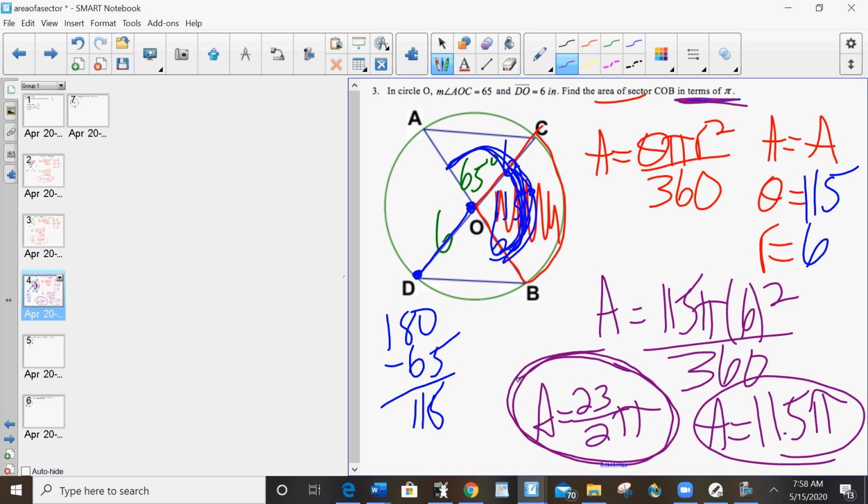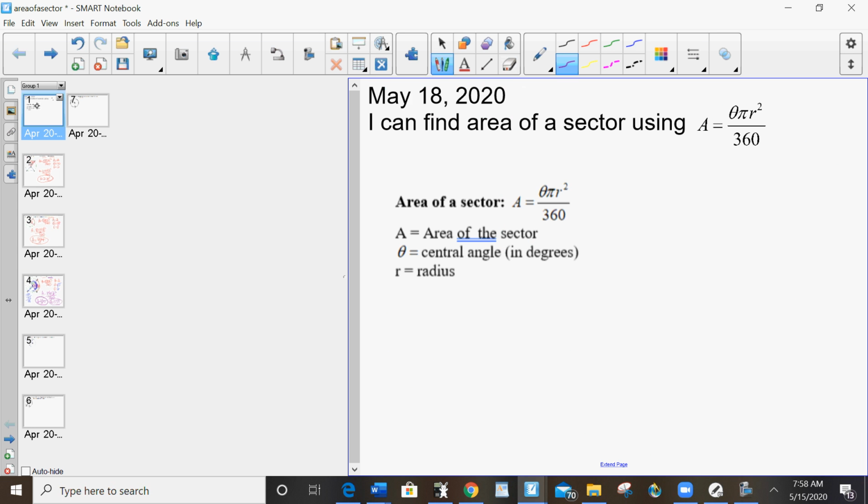That's all I got for you. Again, it's a pretty simple lesson. It's a very important lesson. And to find the area of a sector, it's theta pi r squared over 360. If you want to watch the video again, go for it. It's on my YouTube channel. It's on Schlansky.com. It's everywhere.